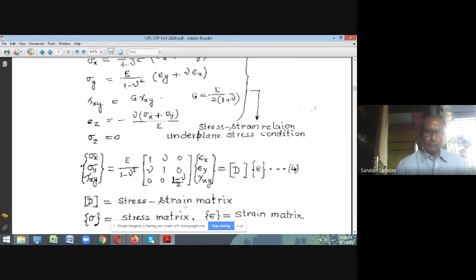So this matrix, E by 1 minus nu square into that rectangular matrix, is written as the D matrix. It is called the stress strain matrix, and these 3 epsilon terms are written as the strain matrix. So therefore, the stress matrix is equal to the stress strain matrix multiplied by the strain matrix. This is also in short form, and this is the stress strain relationship under conditions where sigma z is 0. It is called the plane stress condition. Plane stress condition. No stress in the z direction.